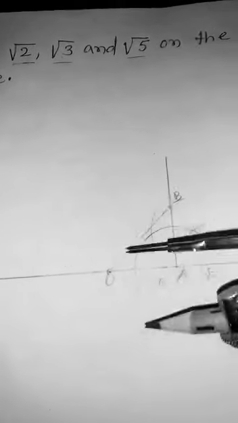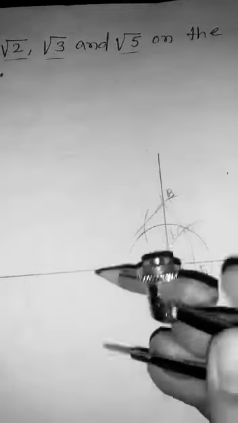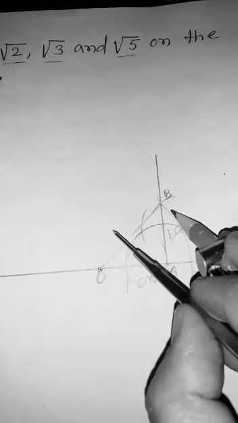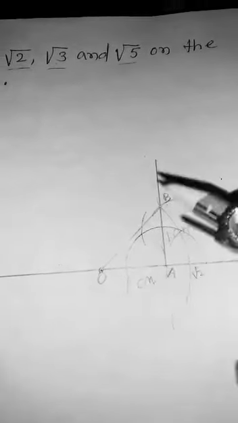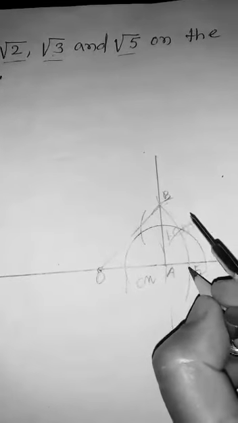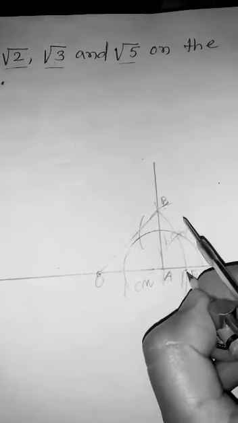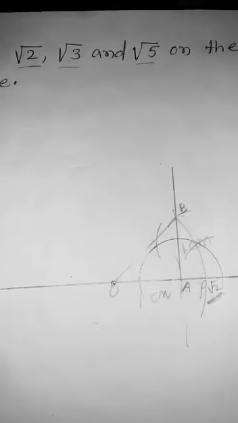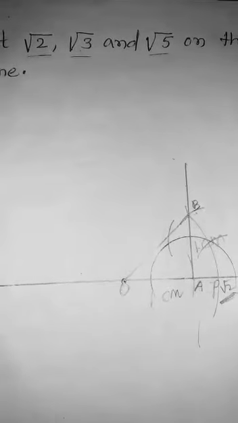Root 2. Now what you have to do, from OB you put the compass on O and cut an arc from B. So that will be your root 2, and here you mark it as point P. So this is your root 2. Hope you understand. Shall I repeat this thing again?